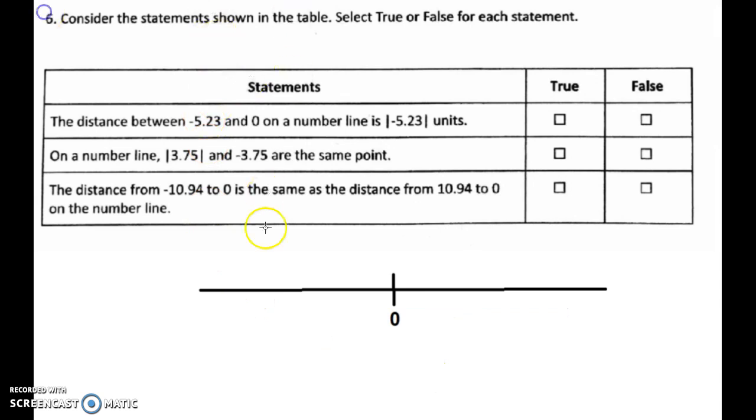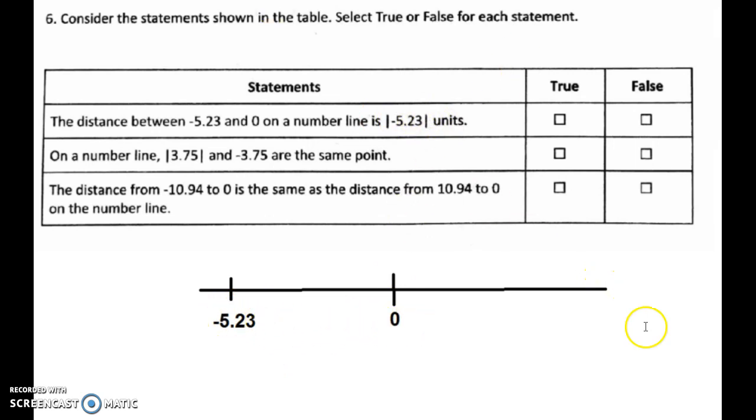So -5.23, let's pretend it's over here somewhere. And it's asking, is this the same as the absolute value of 5.23 or -5.23? But we know absolute value means that this is positive, right? And it's just talking about the distance. So is the distance to get to 0 5.23?